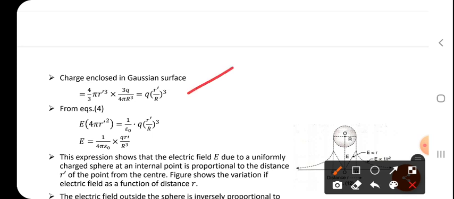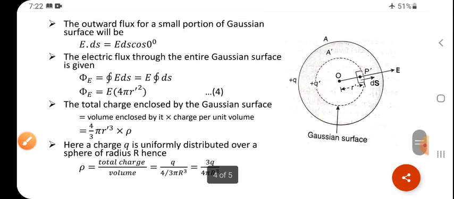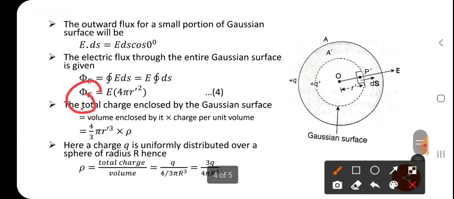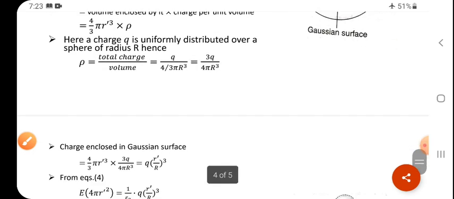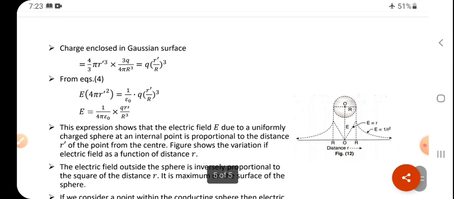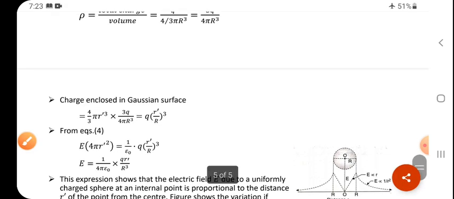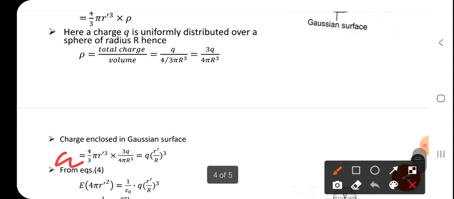Okay, here common cube. From equation 4, what is equation 4? Equation 4: phi E is equal to E into 4 pi r dash square, right? That is equation 4. And now, in equation 4, E into 4 pi r dash square is equal to, so that is the phi value, and that value is substituted here. See, that is the q value. Just now here we got the q value.